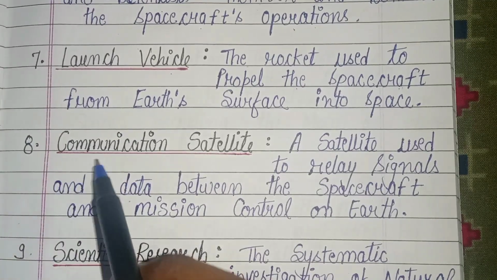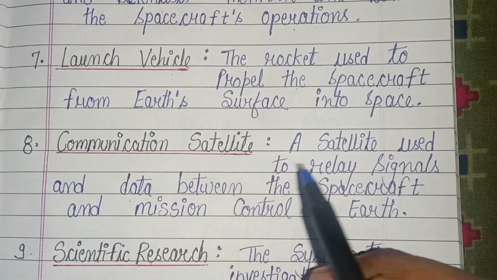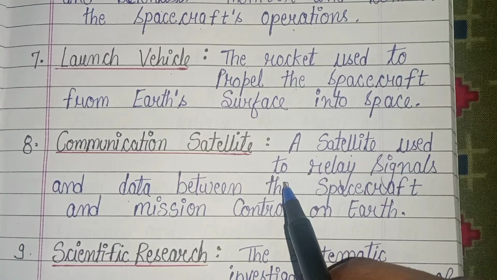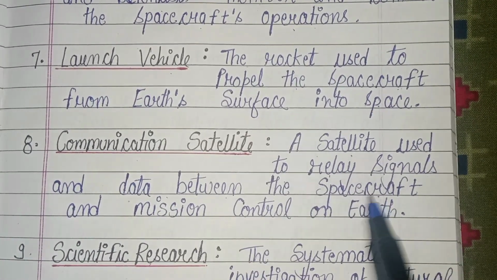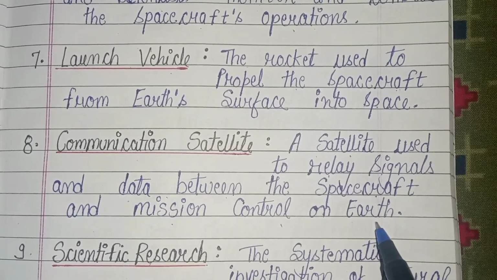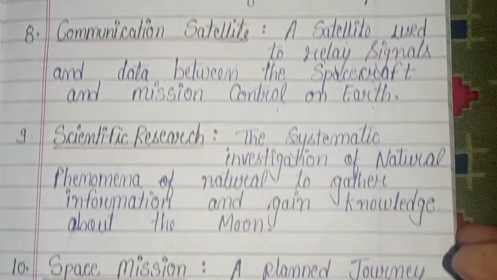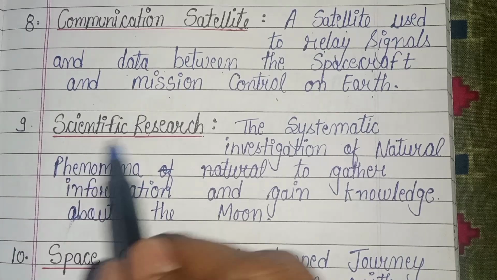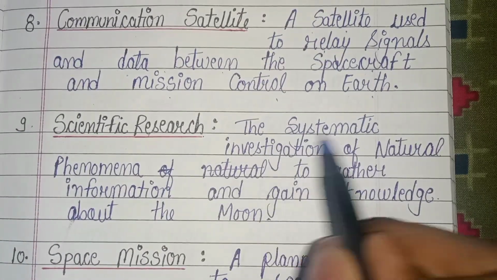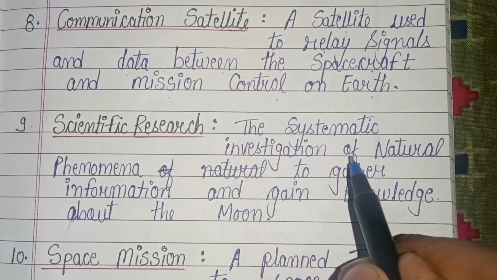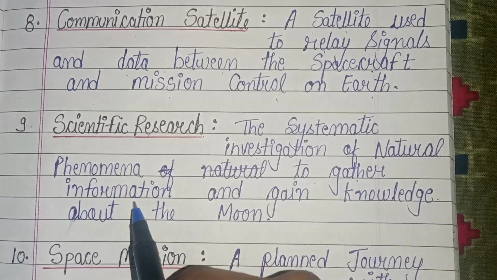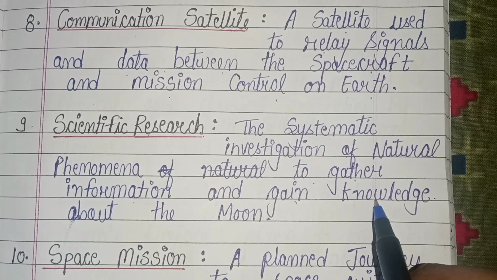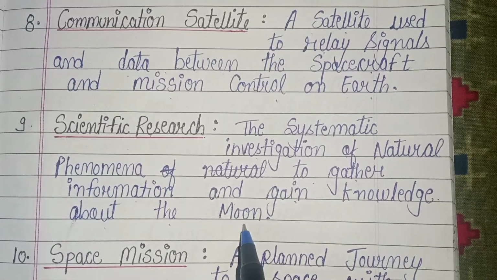Next one is communication satellite. A satellite used to relay signals and data between the spacecraft and mission control on Earth. Scientific research. The systematic investigation of natural phenomena to gather information and gain knowledge about the moon.